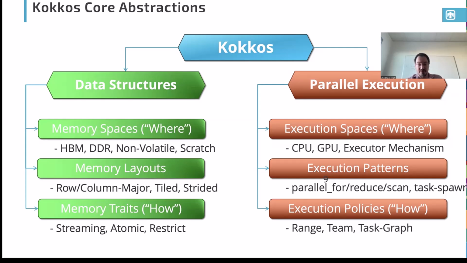Another important thing was memory layouts. That has mostly something to do with performance, like, how do you store things in memory? How do you order things in memory? And then memory traits is kind of how you access things. Do you do atomic accesses? Do you do streaming accesses? Things like restrict, etc. Breaking it down into these concepts really helped us clarify a bit, and keep track through the zoo of things we can do.